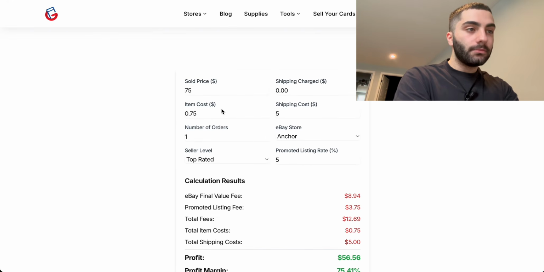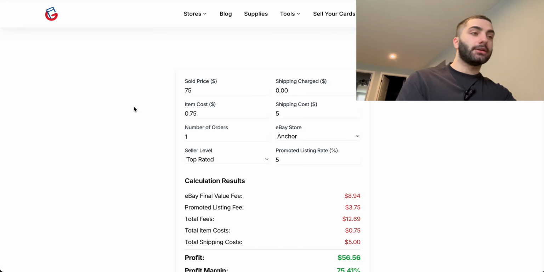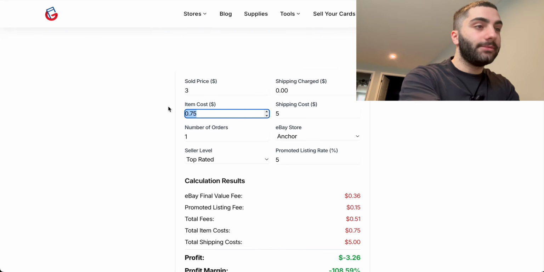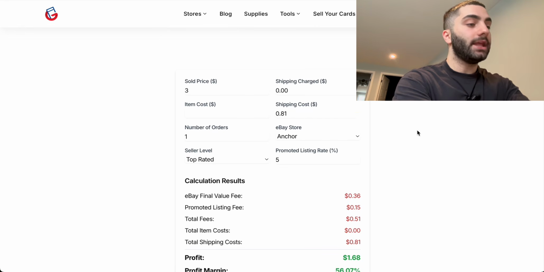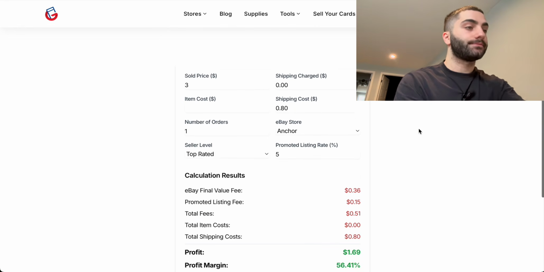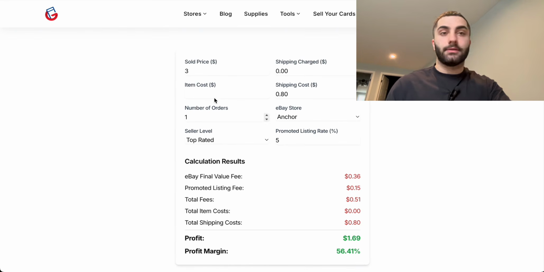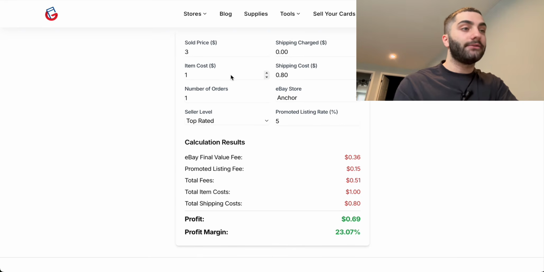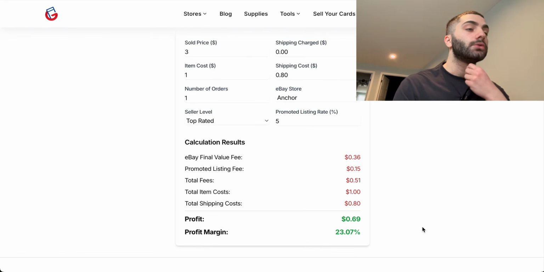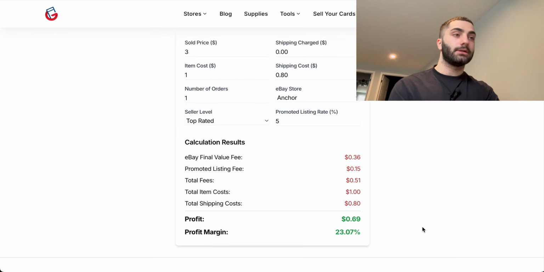But for now, try to use this calculator and play around with it, see what works best for you. Like in my example earlier, I said $3 because I don't want to sell anything that's below $1 profit. But let's say you are okay with 50 cents of profit. You could take a $1 card, sell it for $3, and you're still making 69 cents, a 23% profit margin. So do what works best for you. These are just the numbers that I think are good.